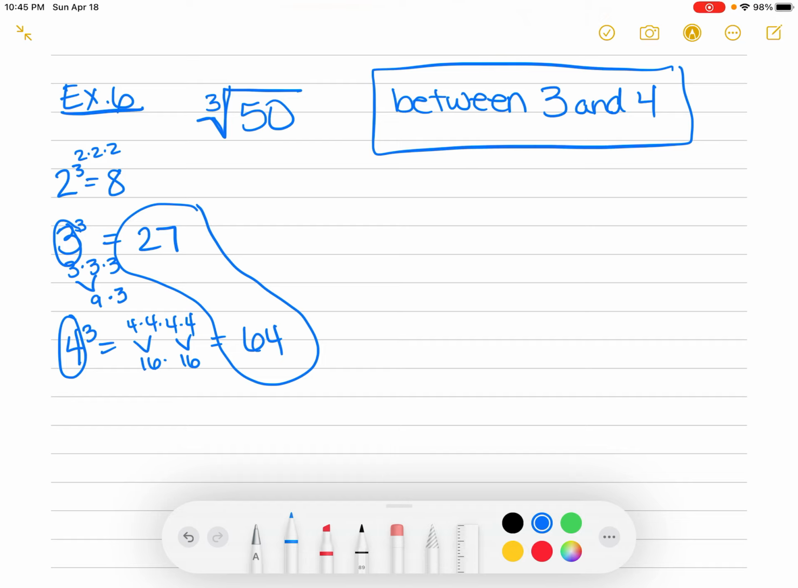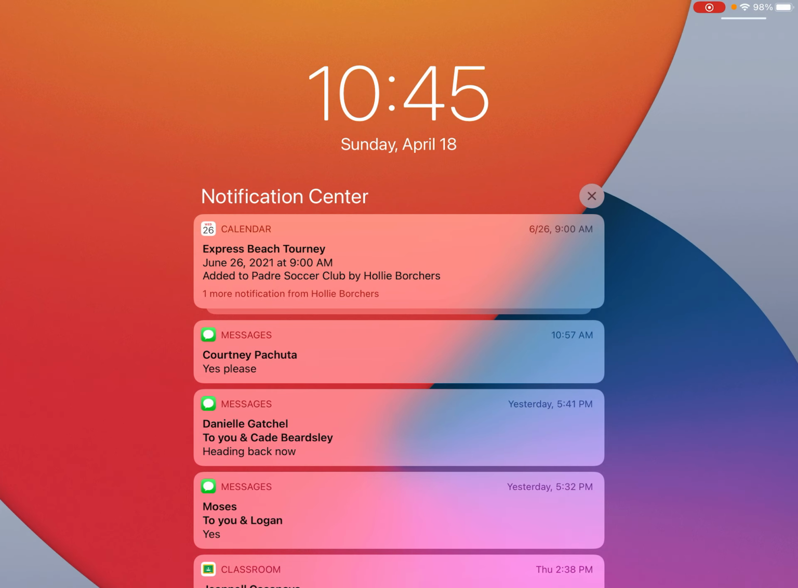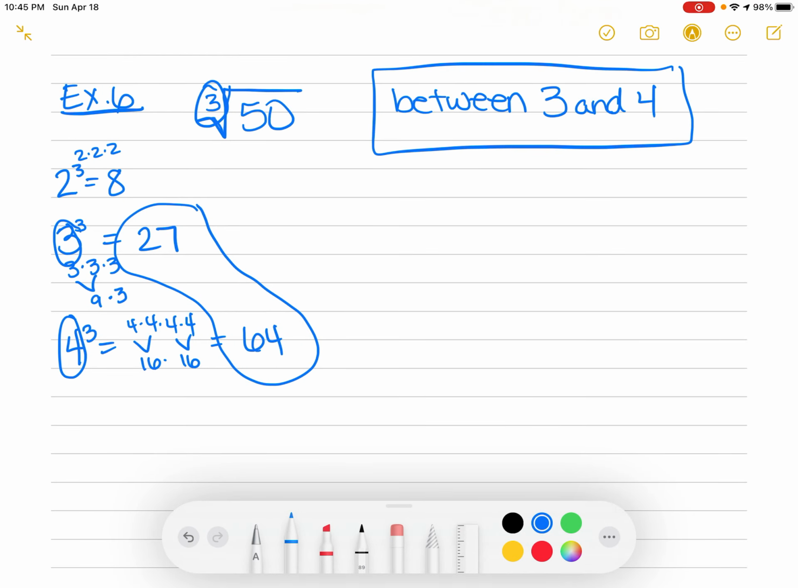So be careful on the ones where it's asking you to do things in between. Look at whether it's a square root or a cube root, because that could get you the wrong answer. Okay, that's it for today. Trying to turn this off.